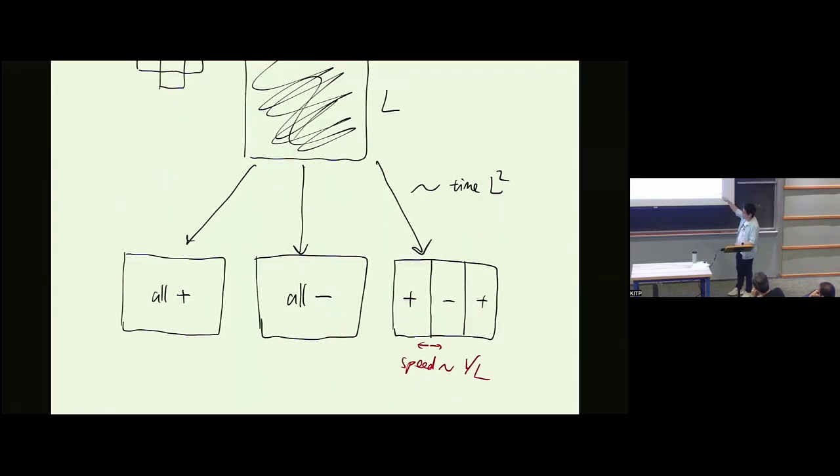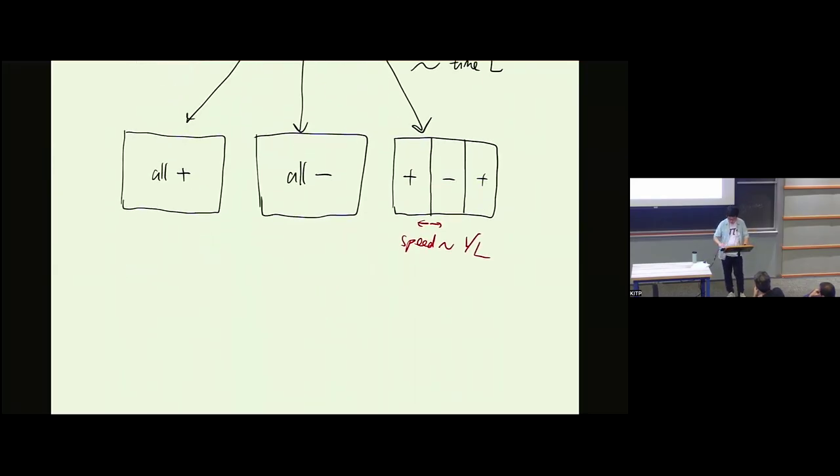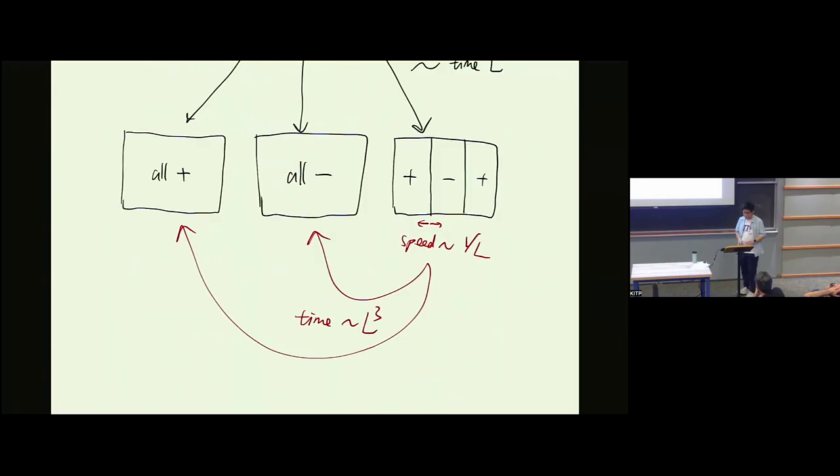If you have two particles doing a random walk, they will meet each other in polynomial time. So even if you land here, maybe you can still go back to either here or here with time L cubed. So it will be slower, but nevertheless polynomial. Maybe this is the reason that you can create topological order at finite temperature. That's all. Thank you.